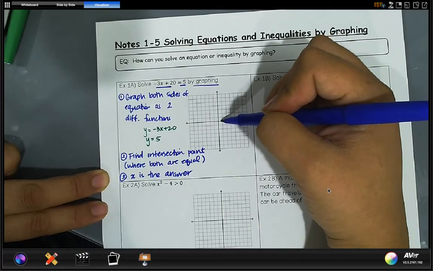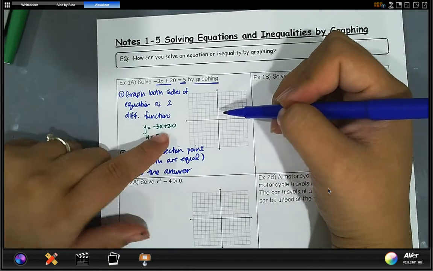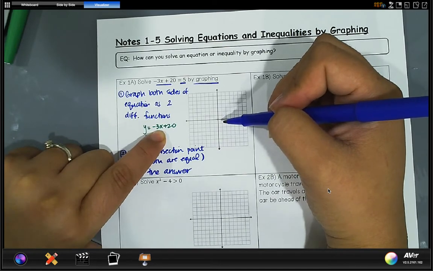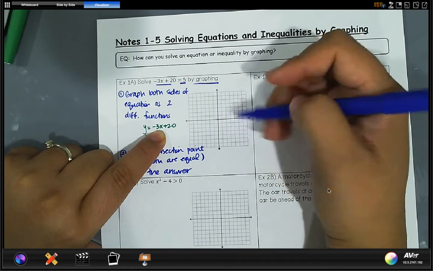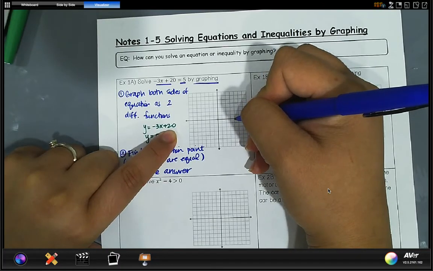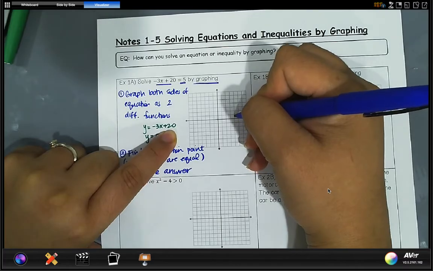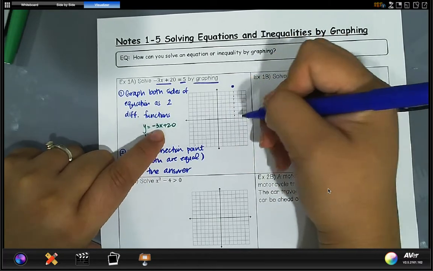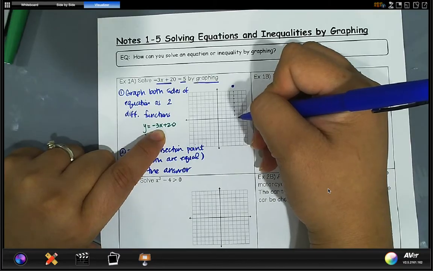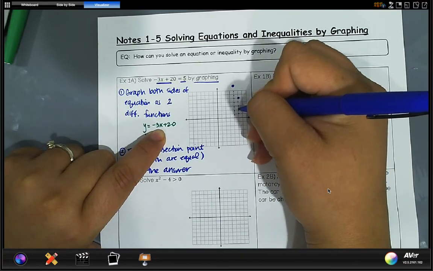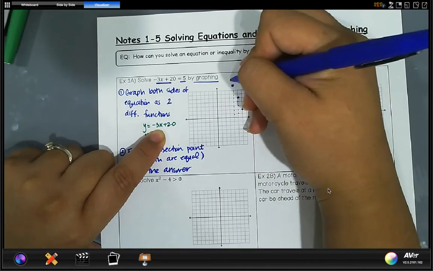If x is 1, I get 17. If x is 2, that's negative 6 plus 20, which is positive 14. If x is 3, that's 11. If x is 4, that is negative 12 plus 20, which is 8. If x is 5, that would be positive 5. And then I could just follow the slope of negative 3.